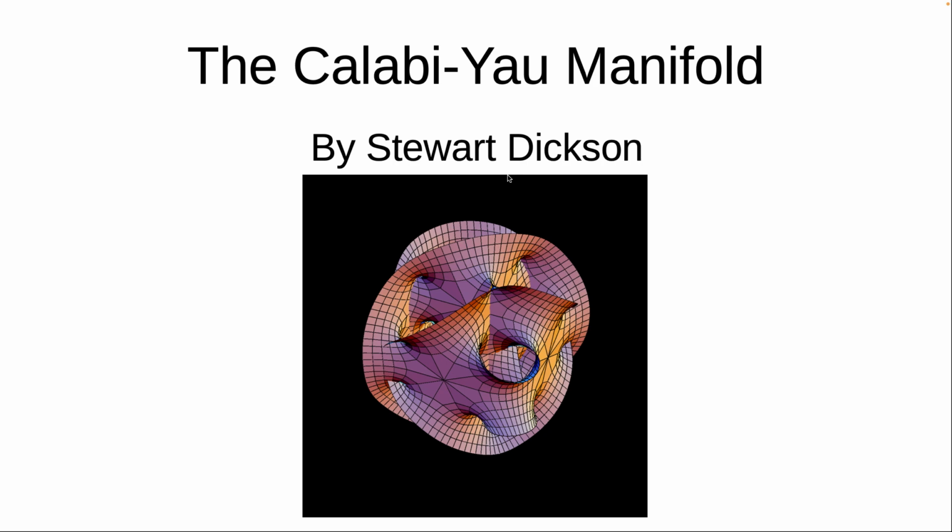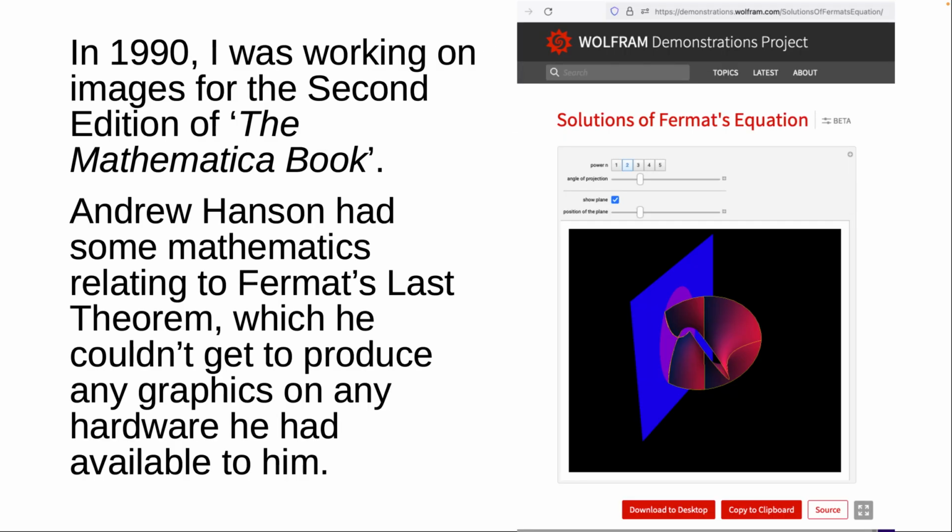I want to tell you about my adventures with the famous Calabi Manifold picture from 1990. It's taken on a life of its own. In 1990, I was working on images for the second edition of Stephen Wolfram's Mathematica, a system for doing mathematics by computer, which was known as the Mathematica book. It was essentially the reference guide for the software.